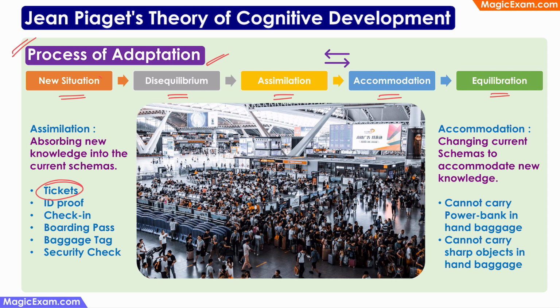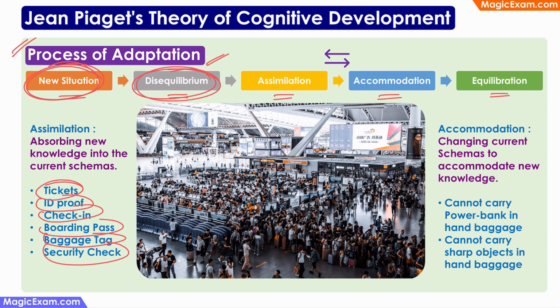Now when I go to the airport for the first time, I'm stopped at the gate because I need to produce an ID proof. And that is a state of disequilibrium because my existing schema does not allow me to deal with the situation. And when I get into the airport, I have to do the check-in, get a boarding pass, get the baggage tag, and go through the security check. All these are new things that I have not done in the past. Therefore, this new situation is leading to disequilibrium.